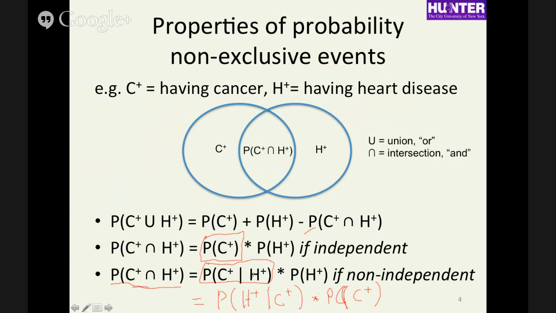For this particular case, anytime your conditional probability here is not the same as your overall probability, then they're not independent. The probability of A given B not being the same as just the probability of A means that A and B aren't independent. The probability of A happening depends on B.